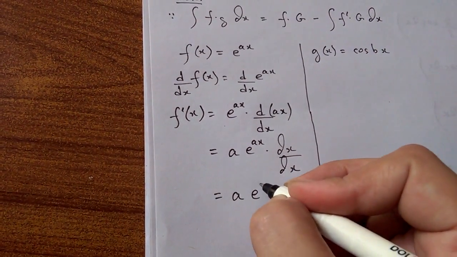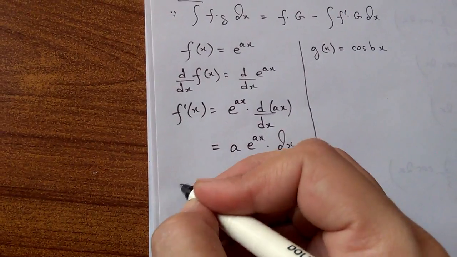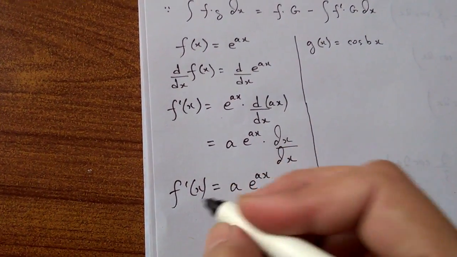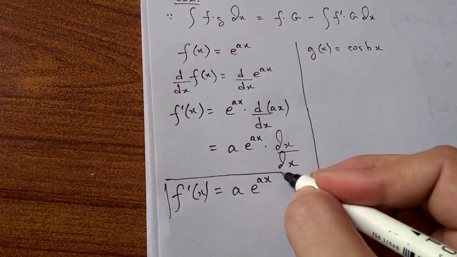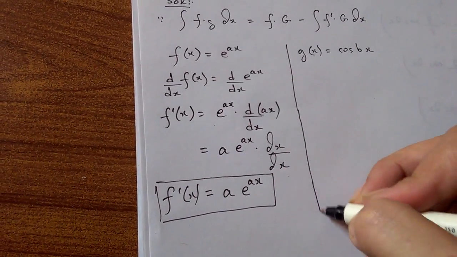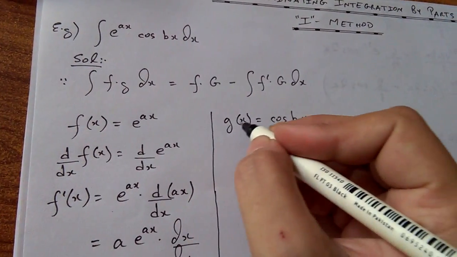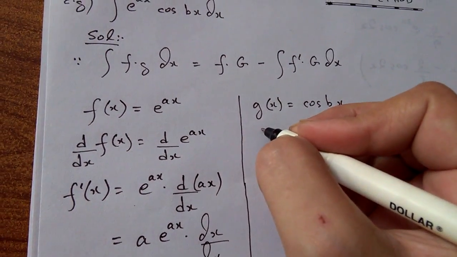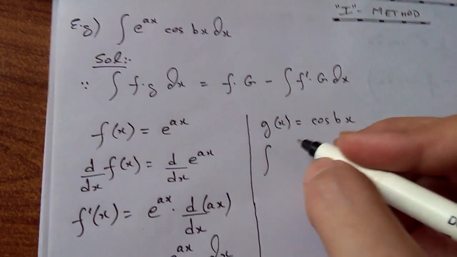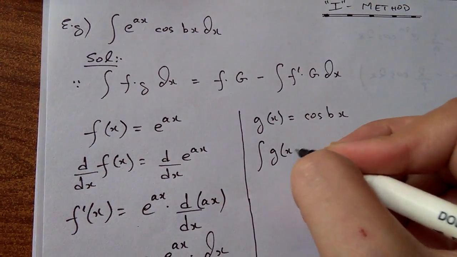So your f dash x finally is this. Okay, so you just highlight this f dash x in a box, and that's it. Now come over here. You have to integrate both sides with respect to x in order to obtain your capital G of x.